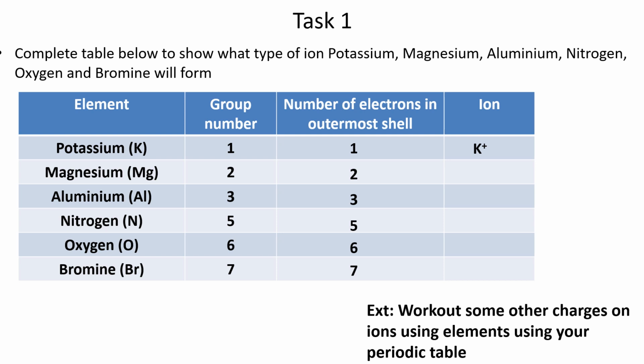If it's a 1 plus, you don't really need to worry about showing that one there, but essentially you get that plus charge. So moving on to magnesium, it's in group 2, 2 electrons in the outermost shell, so it's going to lose 2 or try to gain 6.